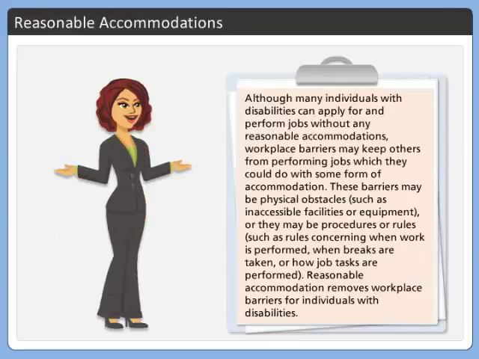Reasonable accommodations. Although many individuals with disabilities can apply for and perform jobs without any reasonable accommodations, workplace barriers may keep others from performing jobs which they could do with some form of accommodation. These barriers may be physical obstacles, such as inaccessible facilities or equipment, or they may be procedures or rules, such as rules concerning when work is performed, when breaks are taken, or how job tasks are performed. Reasonable accommodations remove workplace barriers for individuals with disabilities.